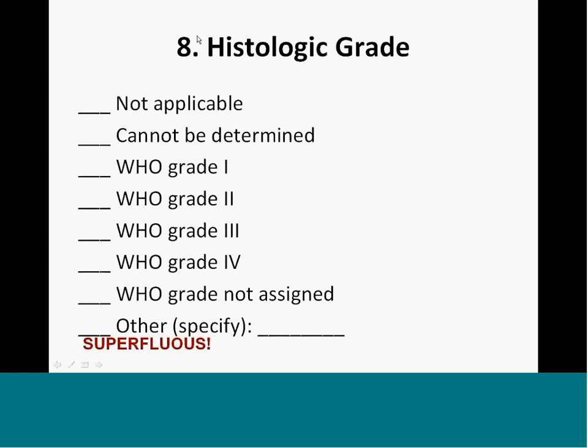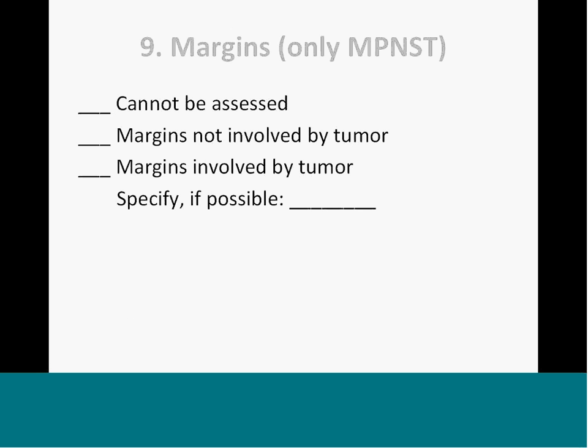The 8th part is histologic grade. We can here put in WHO grade 1 through 4. This is only handy if you cannot determine a grade before because it didn't fit one of the criteria of the tumors. And otherwise, unfortunately, this is quite superfluous. And is something that will be brought forward to remove.